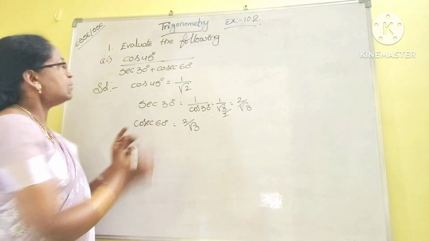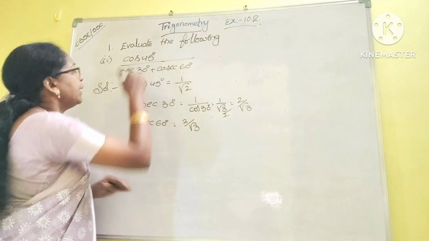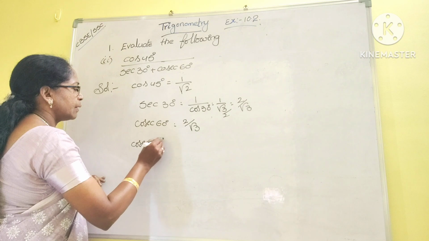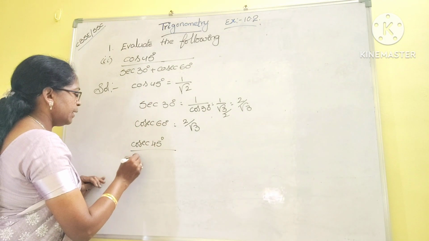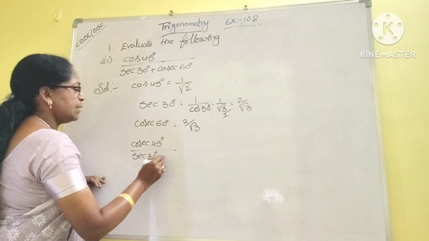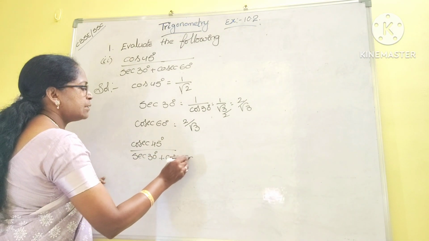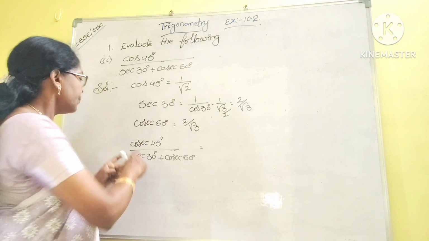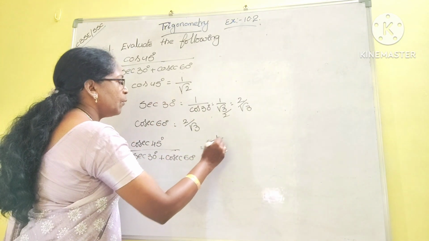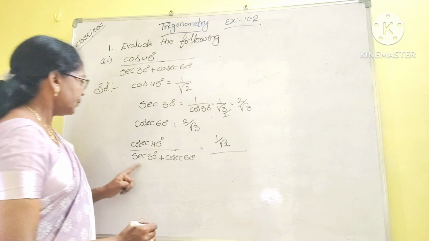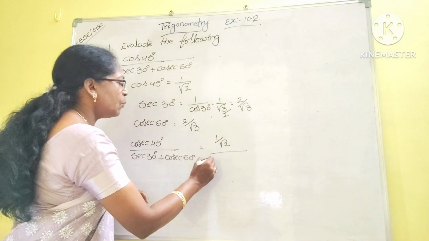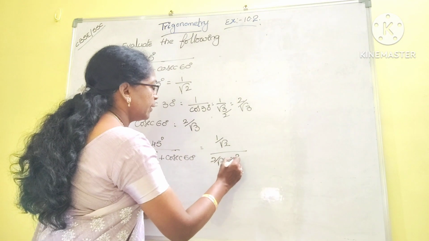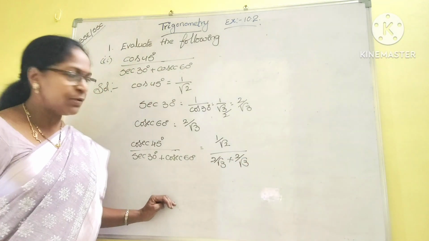First you have to write the values. Later, write down what you have to find. Now cos 45 divided by secant 30 plus cosecant 60 degrees, now you have to substitute the values in this. Cos 45 equals 1 by root 2, divided by secant 30 equals 2 by root 3, plus cosecant 60 is also 2 by root 3. First you write like this.